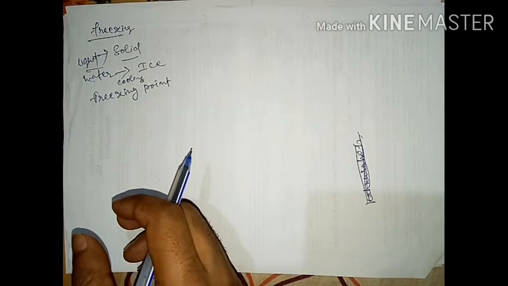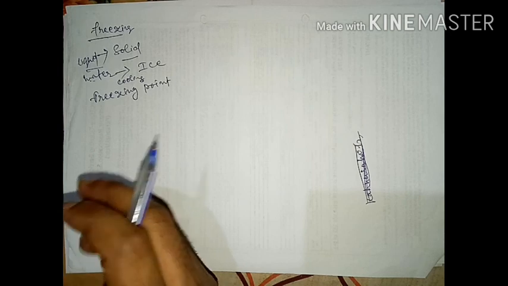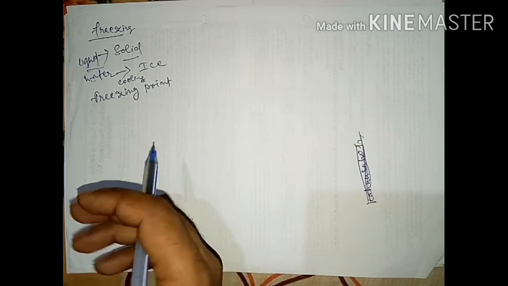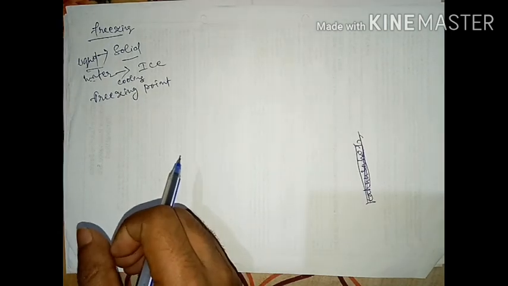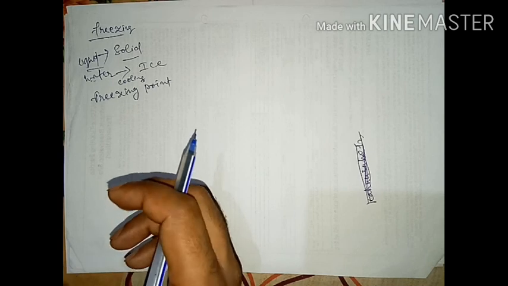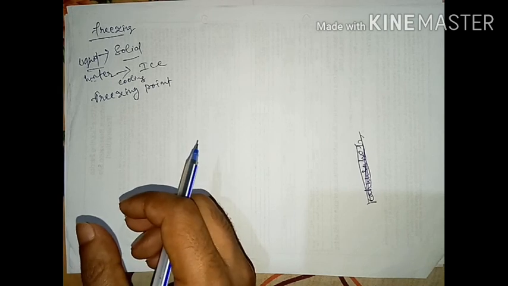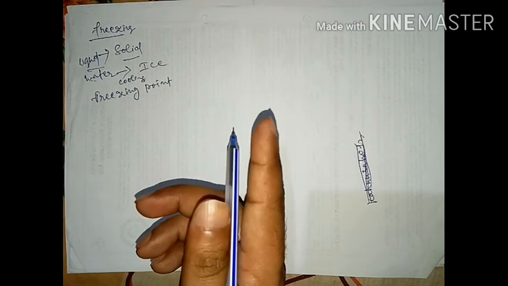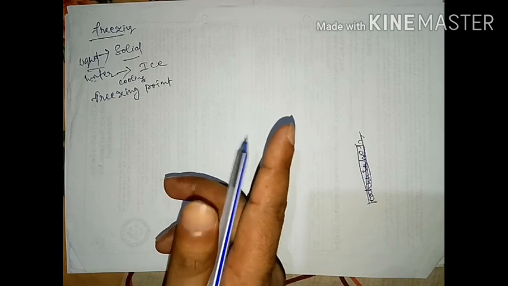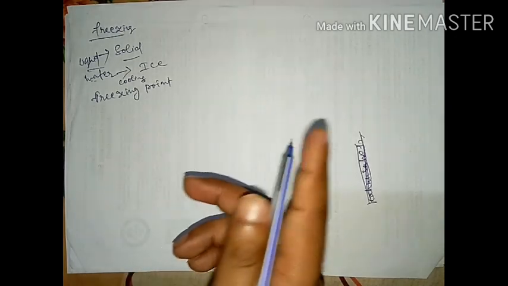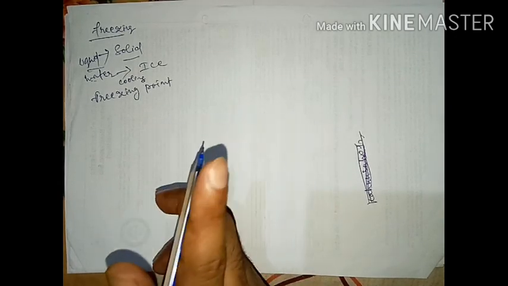Understood, students? For example, ice melts at a melting point of 0 degree Celsius to form water. This temperature is also the freezing point of water, at which water changes into ice. Water boils at 100 degree Celsius to form steam, and on cooling, steam changes into water at 100 degree Celsius, which is also the condensation point of water.